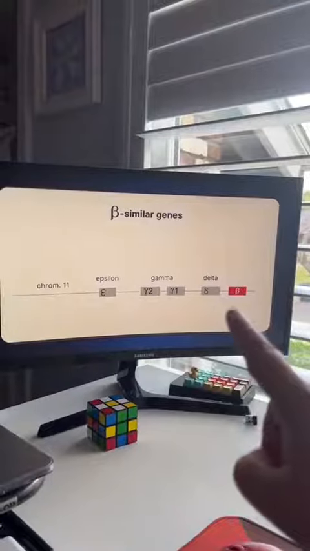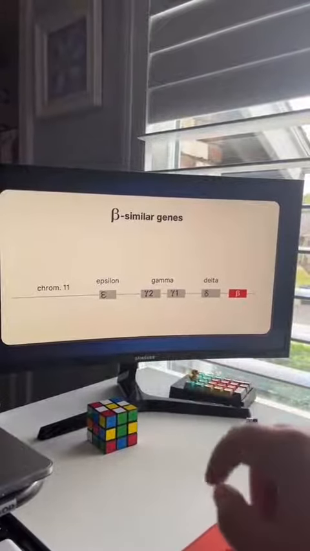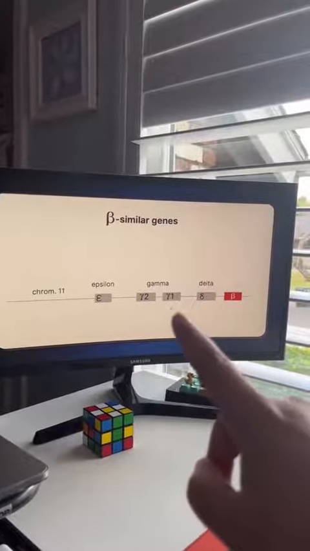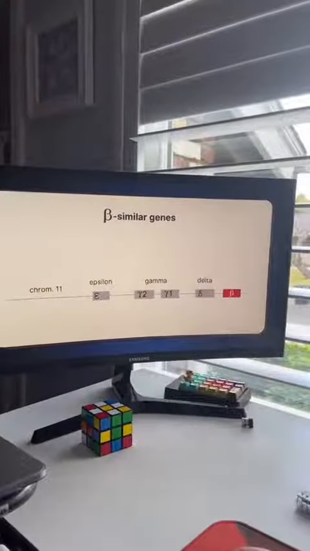Here's our beta globin gene, but we actually have 3 other types of globin genes in our body, including delta globin, gamma globin, and epsilon globin. And throughout our life, we express these different versions of globin, from epsilon to gamma to delta and beta in adulthood. And the way this is controlled is insanely cool.